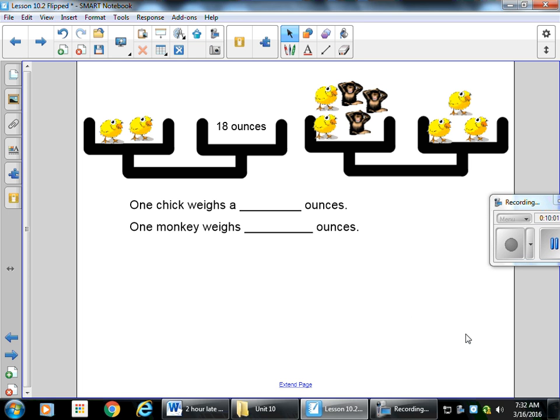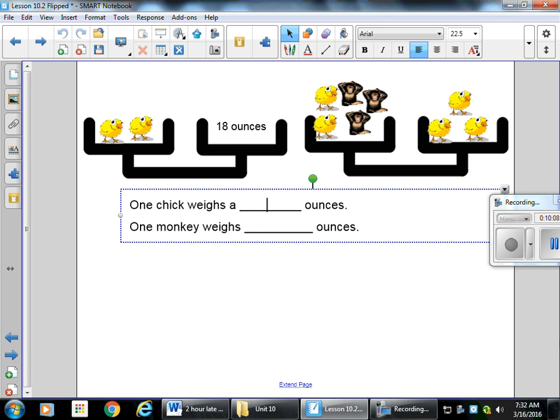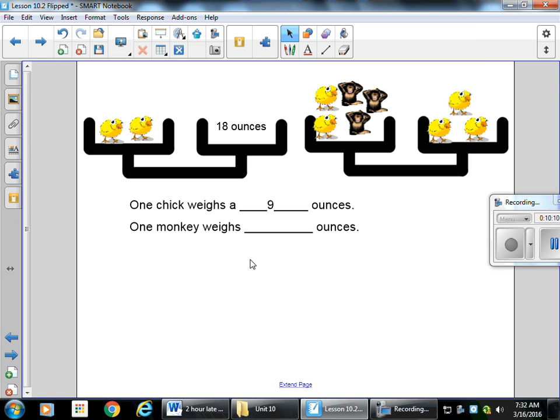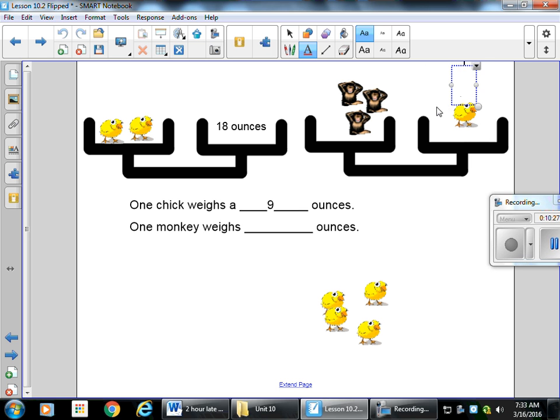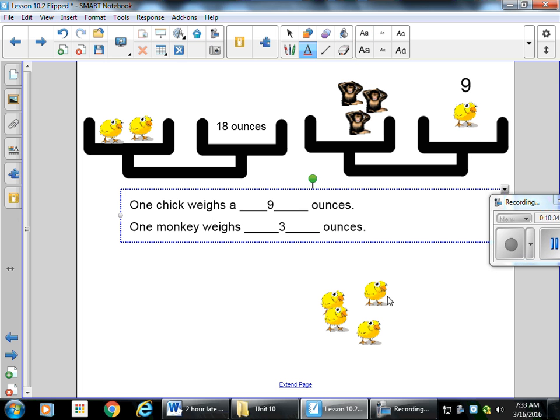Yes, we have the chick, the monkey, and some ounces. What do we know? 2 chicks weigh 18 ounces. So 1 chick weighs 18 divided by 2, 9 ounces. So 1 monkey weighs how much? Let's see here. Right here, I'm going to get rid of a chick, a chick, a chick, a chick. You see how I did that, kids? There's 2 here, 2 here. This chick right here weighs 9 ounces. I'm going to put a big 9 over it. Since this chick weighs 9 ounces and we have 3 monkeys, each monkey must weigh 3 ounces. 9 divided by 3.